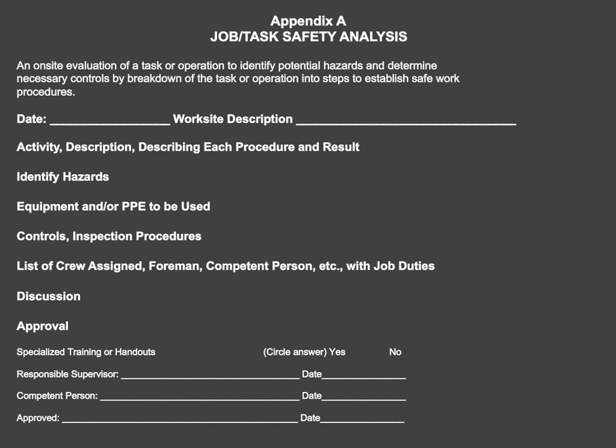you just list them. And then you list the crew that's assigned, the foreman, the competent person with their job duties. And then you have a little discussion here of what you're going to talk to everybody about, what those hazards are that they need to know about. And then you get approval. And the approval comes down to, did you do the specialized training or hazardous training that's required? And that way, you know it's site-specific.